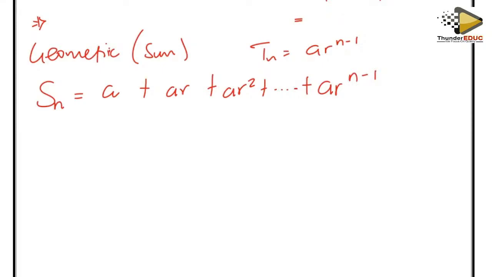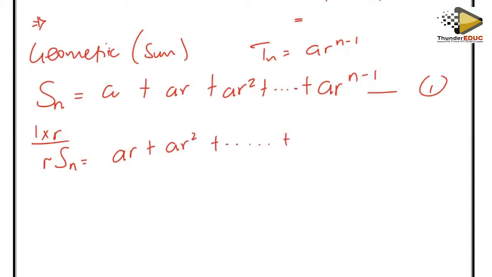Then what I'm going to do is multiply the first equation by R. I'm going to say 1 times R throughout. So that's going to be RSn is equal to, give it as AR, that's going to be AR squared plus, so just continue, then I'll have AR^(n-1). And then when I multiply this by R, I'll end up with just AR^n. That is my equation number 2.